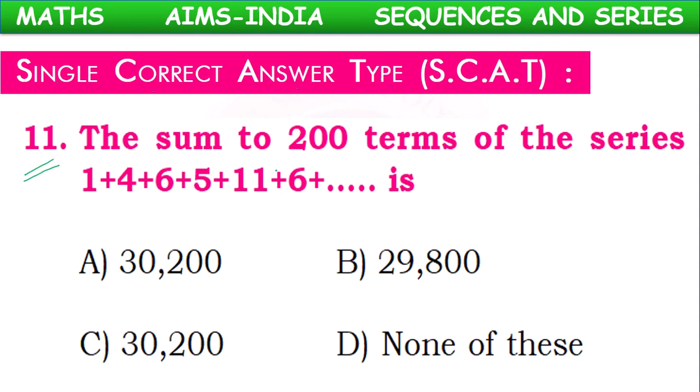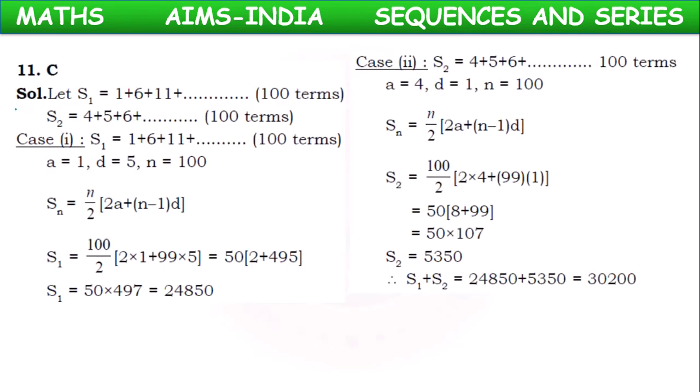The sum to 200 terms of the series 1 plus 4 plus 6 plus 5 plus 11 plus 6 they have given, is how much? We have to find the sum to 200 terms. So this is the series.